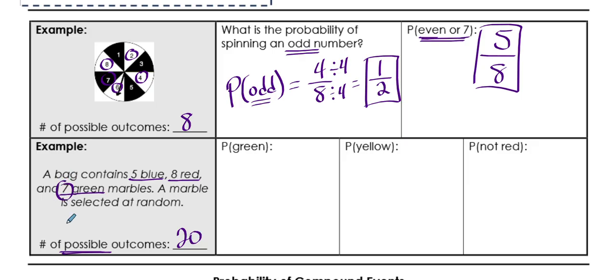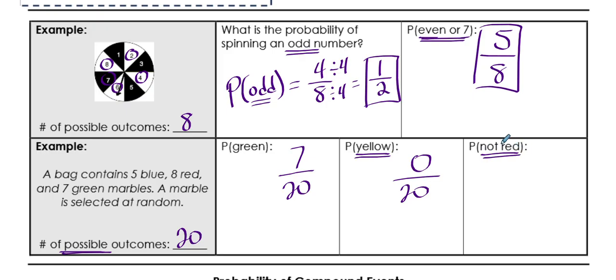7 of those are green. So the probability that we get a green is 7 out of 20. The probability that we get a yellow, well, there's blue, red, and green ones. There are no yellow ones, so that is 0 out of 20. There's no chance that we get a yellow one. Probability that we get something that's not red, that means the blue ones or the green ones. So we're going to put those two options together. That's 12 out of 20.